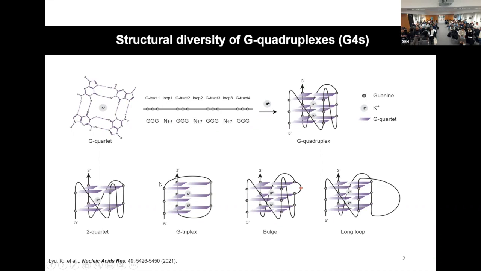Many recent transcriptome-wide studies, including some from our lab, have shown that besides this canonical G-quadruplex, there are many other types of G-quadruplex that can be formed using different types of sequence. I like to call them structural subtypes of G-quadruplex.